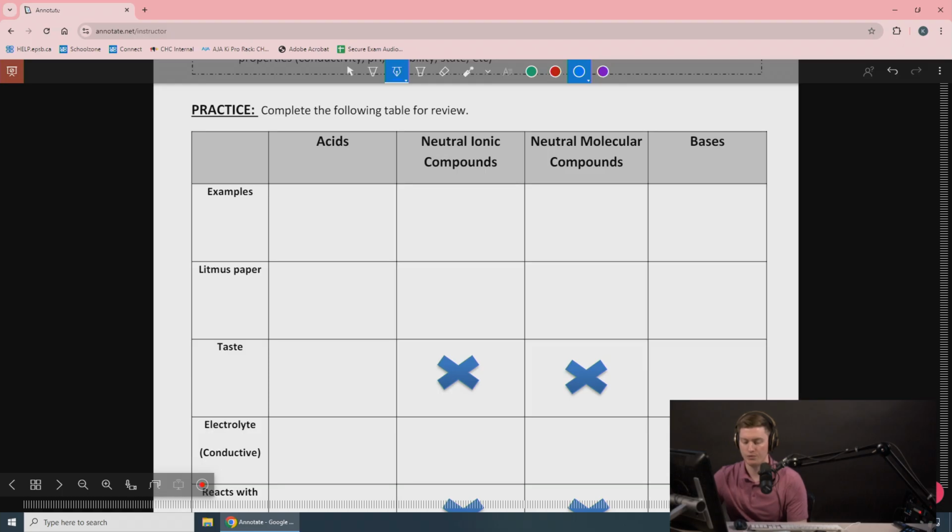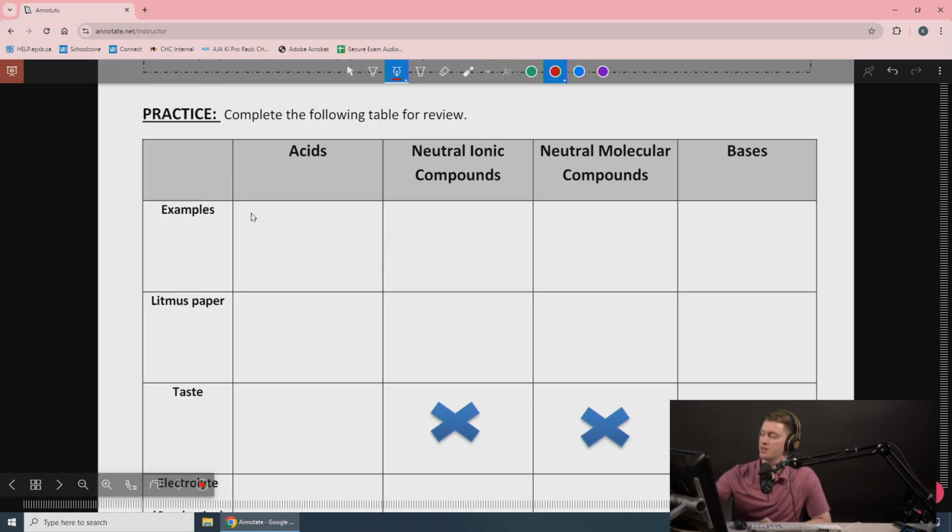This is an overall review of the different properties that you can expect with different compounds. We've got 4 types of compounds that we've looked at so far: acids, neutral ionic compounds, neutral molecular compounds, and bases. Examples of acids will be something that starts with H, like HCl, or something that ends with the COOH, like acetic acid. Remember that acids will get the aqueous state because these are going to be dissolved in solution.